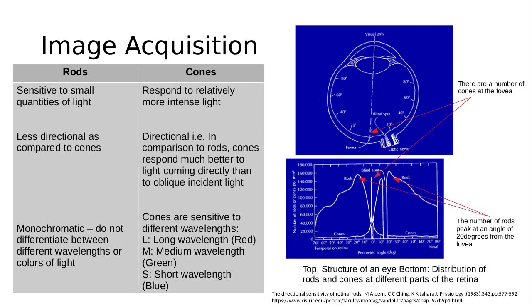So rods and cones are the basic structures within the retina which are sensitive to light, and which help us convert the light that is incident on the retina into an electrical impulse that is carried to the brain through our nerves. Rods are sensitive to small quantities of light, and cones respond relatively to more intense light. So rods are also less directional as compared to cones.